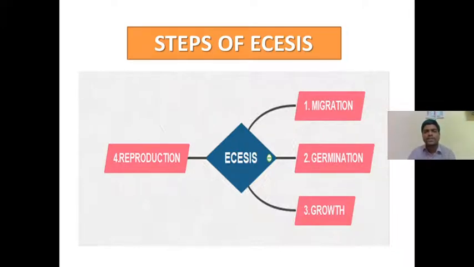And finally, the plant will go into adult stage, and it will start reproducing. It will show flowers, fruits, and it will disperse seed in the new location. So this process is successful establishment of migrated plant species, and it is known as Ecesis. And Ecesis is having four steps: migration, germination, growth and development, and finally reproduction by an adult plant.